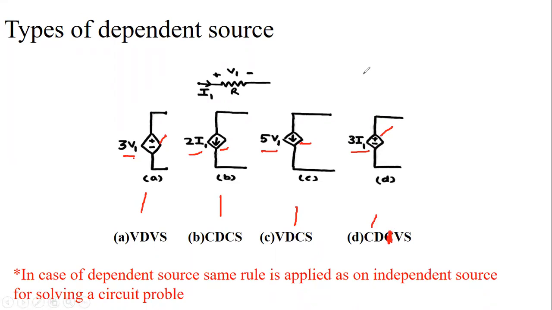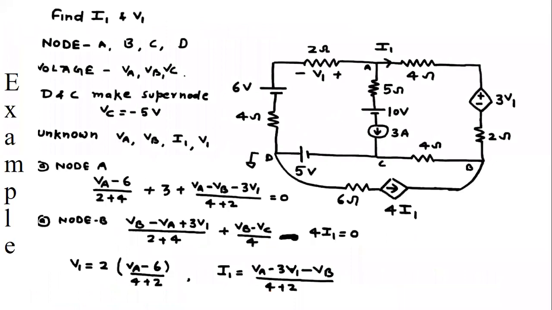Okay. So one point is always important when you consider a problem or a circuit having a dependent source. All the rules, that is nodal, mesh or any theorem, are the same in the dependent case as we apply in the case of the independent source. So whenever you find a dependent source, just treat the problem as you treat an independent source. Okay, next we are discussing one problem based on the dependent source.